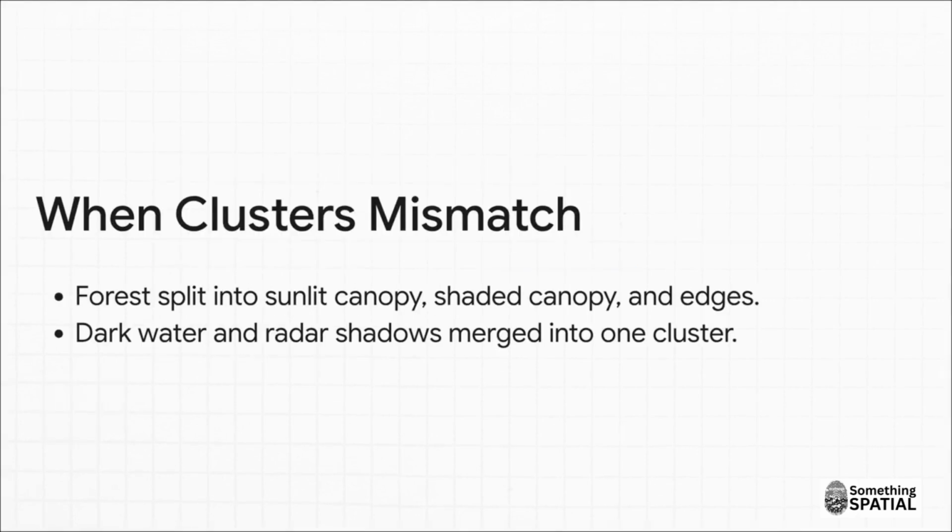And here is exactly where things can go a bit sideways. Machine clusters don't always perfectly align with real-world human categories. For example, a machine might look at a single forest and split it into 3 completely different clusters: sunlit canopy, shaded canopy, and edge pixels. Or conversely, it might look at a dark lake and a mountain shadow and just merge them into a single identical cluster, because spectrally speaking, they look exactly the same. Because of this labeling issue, unsupervised approaches generally produce lower classification accuracy than supervised methods.